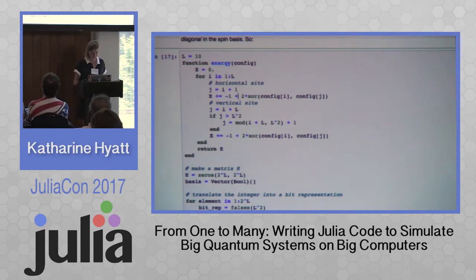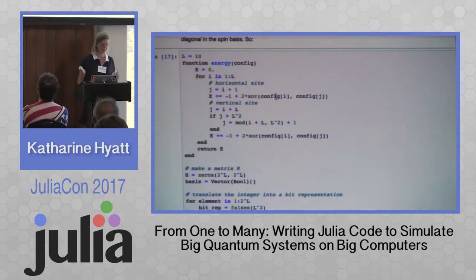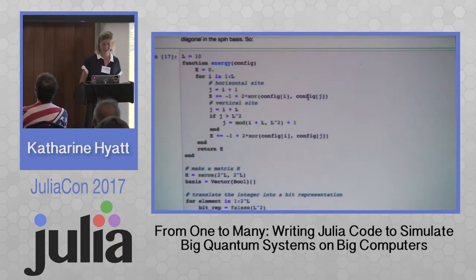Okay, I get confused about this a lot, apparently. So if the configuration on site I is the same as the configuration on site J, so if they're both 1, then the energy is minus 1, which is good. And if the two are anti-aligned and the XOR is true, then the energy is going to be plus 1, which is somehow worse from the perspective of minimizing it.